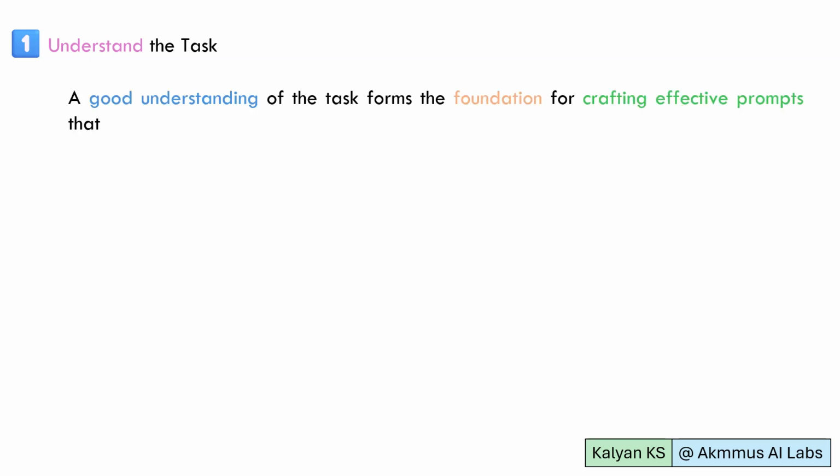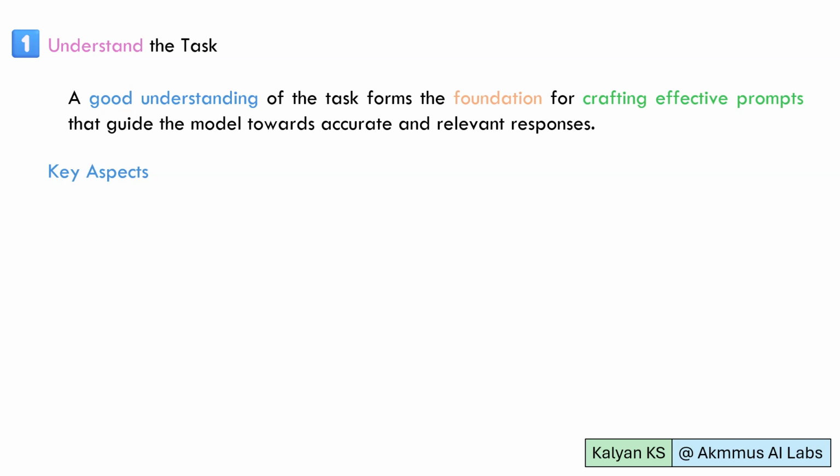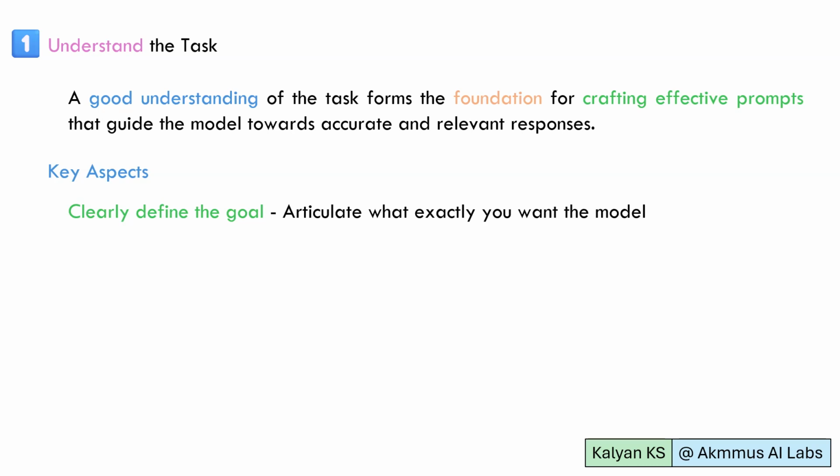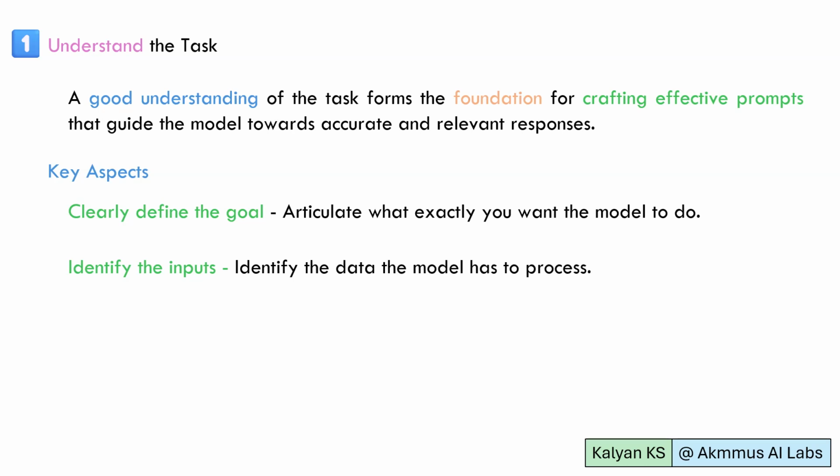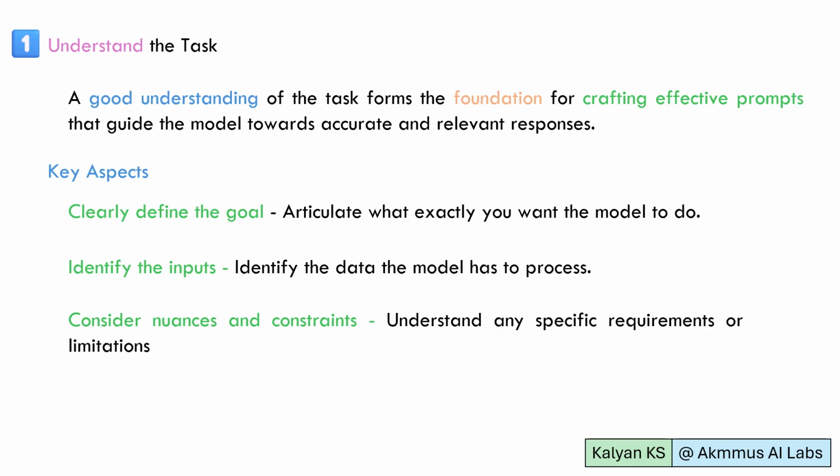The first step in prompt engineering is understanding the task. A good understanding of the task forms the foundation for crafting effective prompts that guide the model towards accurate and relevant responses. Some of the key aspects of understanding the task are: clearly define the goal, that is, articulate what exactly you want the model to do. Identify the inputs, that is, identify the data the model has to process. Consider nuances and constraints, that is, understand any specific requirements or limitations of the task.